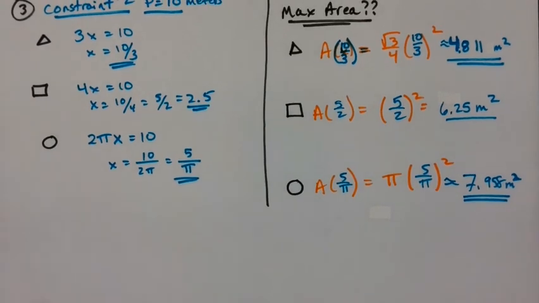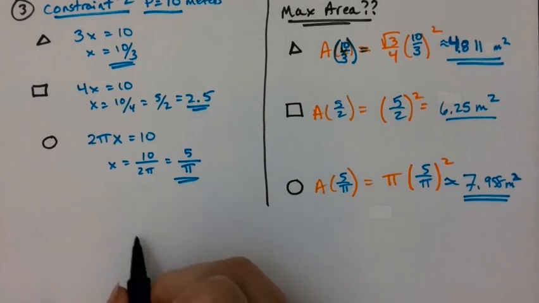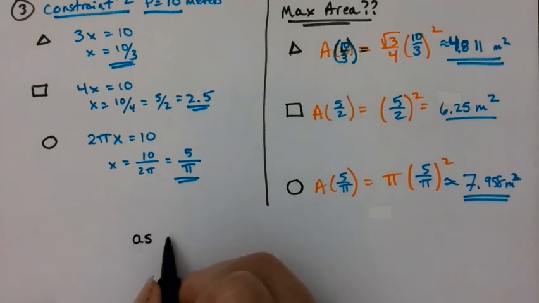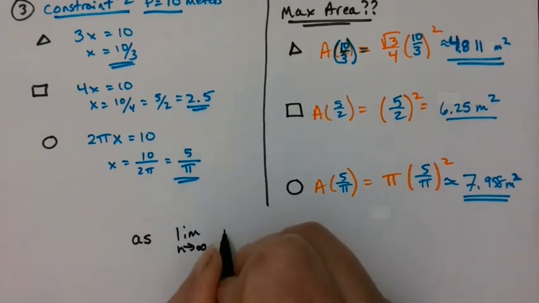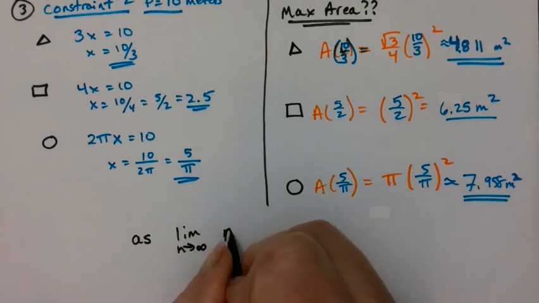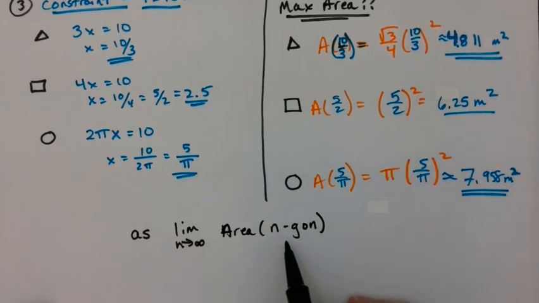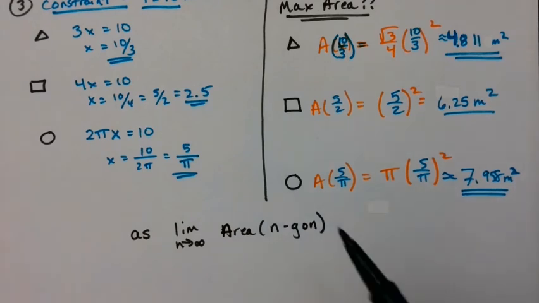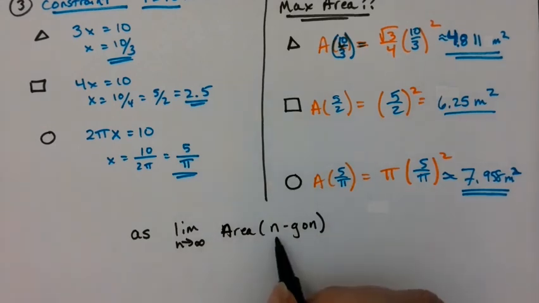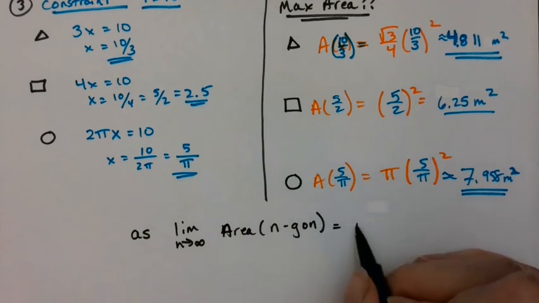So what we see is that as the number of sides increases, so if you take the limit as n goes to infinity of the area of an n-gon, n being the number of sides. A triangle is a 3 polygon, a square is a 4 polygon, a pentagon is 5-sided, a hexagon is 6-sided, septagon is 7-sided, octagon is 8-sided, and so on. So if you let the number of sides go to infinity, you're approaching the area of a circle.